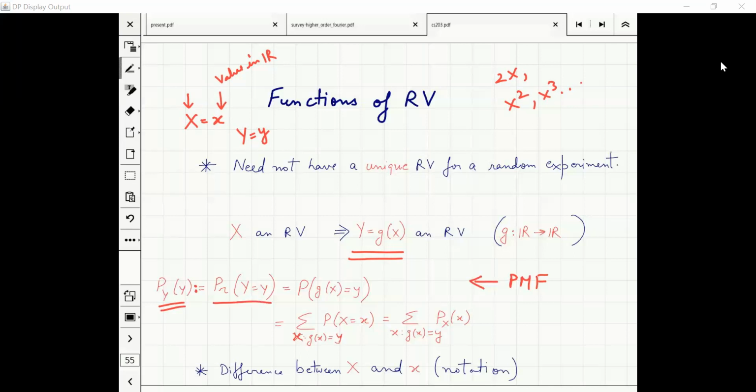And then Y is equal to y means g of capital X is equal to y. Right? And then we easily get the probability distribution function of the new random variable capital Y. Okay, we will just sum up over all possibilities such that g of small x is equal to small y. This should be very intuitive. This is the formal notation, and let's make it work.